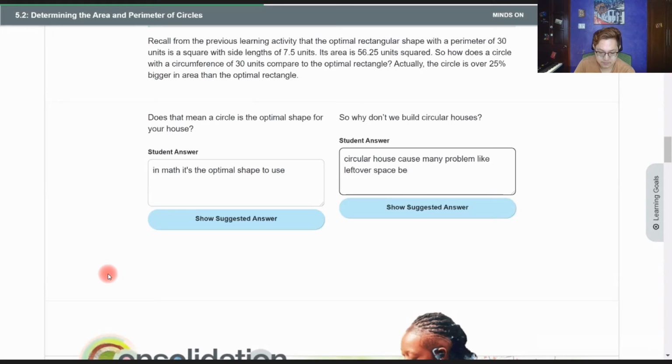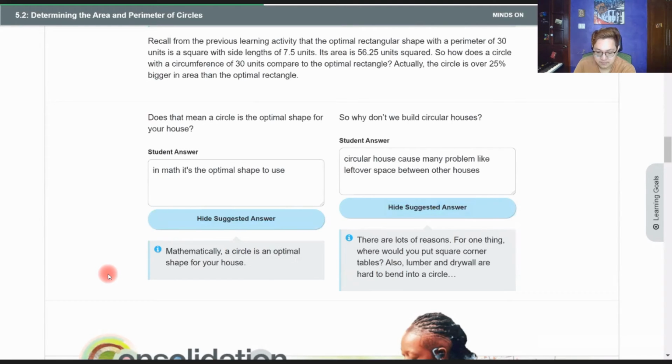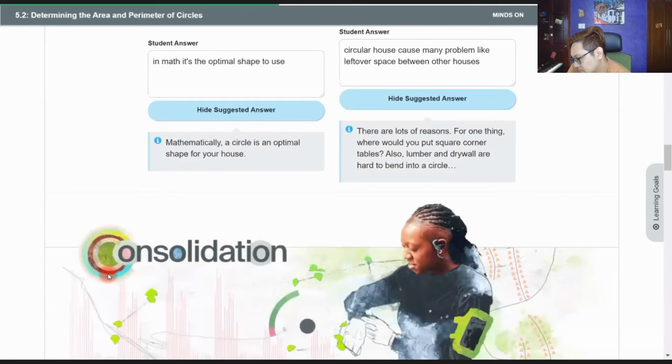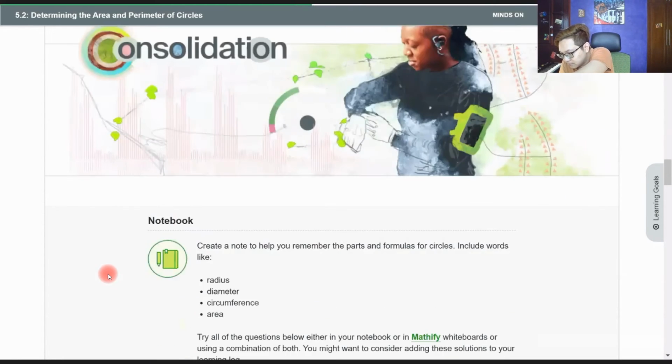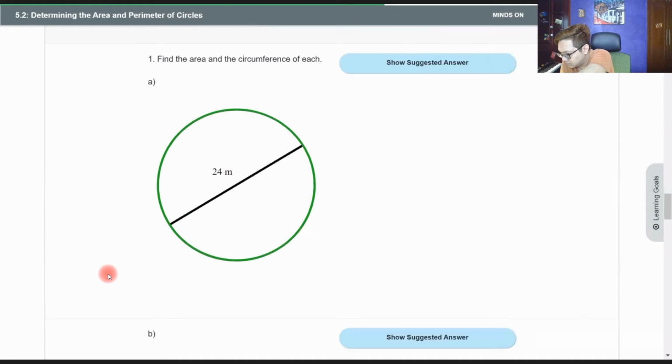Between there. Consolidation on the area and the circumference of each. Area.